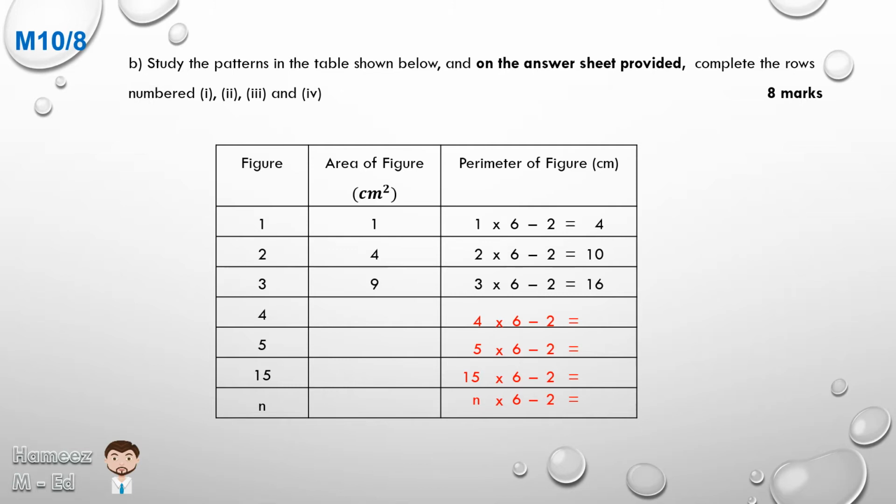So 4 times 6 is 24, take away 2 is 22. And for the next one, 5 times 6 is 30, 30 take away 2, 28. 15 times 6 is 90, 90 take away 2 is 88. And n times 6 can be left like that, or we can write it 6n minus 2.